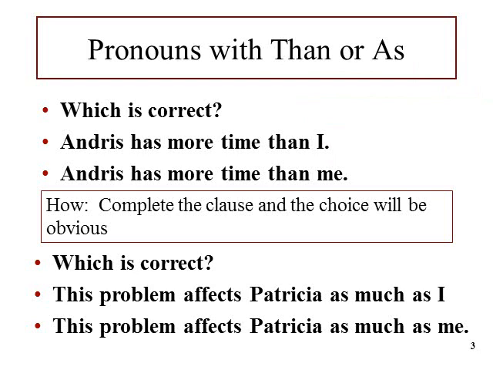Let's take a look at this. This problem affects Patricia as much as I, versus this problem affects Patricia as much as me. This one's a little more complicated, but it's still the same idea. In this case, this problem affects Patricia as much as I affect Patricia? I'm not quite sure that that's what I'm saying. In this case, this problem affects Patricia as much as it affects me. Oh, that's what I'm saying. And so in this case, the proper choice is me. They can be a little difficult, but if you just complete the thought with your verbs and realize what you're trying to say, you should be able to get to the solution.